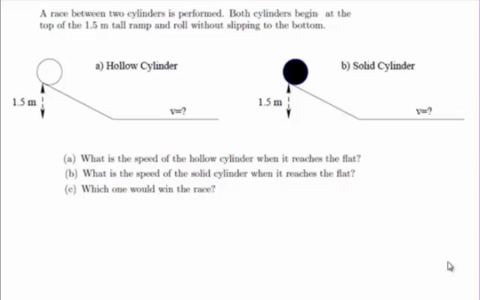This problem is an energy problem. The reason we recognize that readily is that we are given a 1.5 meter height and we are asked for a velocity at a later point in time. Height will relate to potential energy, velocity will relate to kinetic energy, and using energy methods will yield us solutions very rapidly. Let's begin with the hollow cylinder.